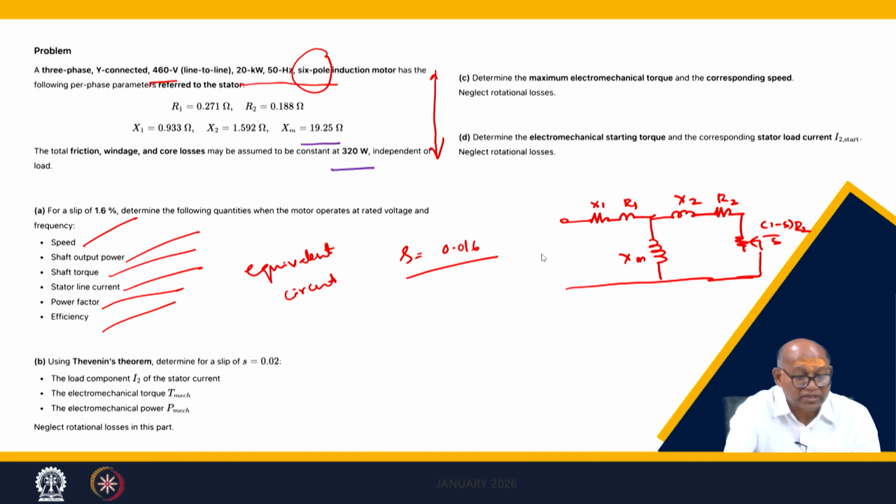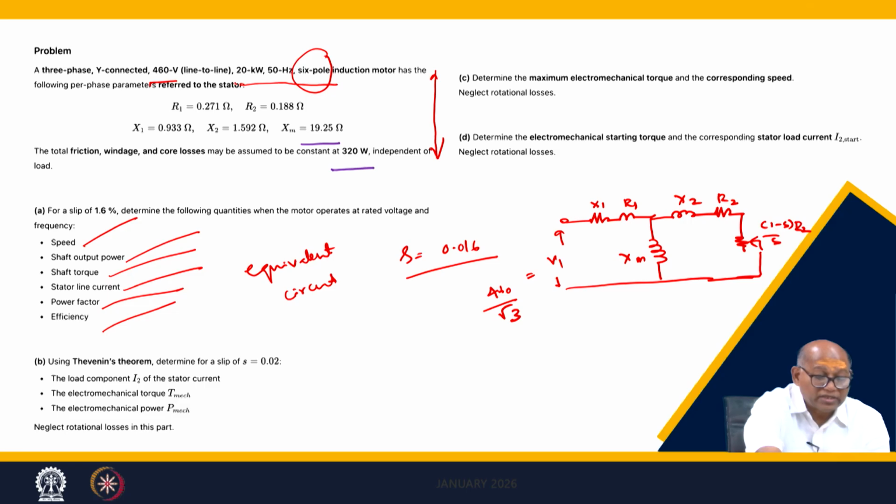The supply voltage per phase is given, V1 per phase is equal to 460 by root 3. So these values are all given, and the slip s is also given. 20 kilowatt is the nominal power, it is not the power specified. So you can first calculate the current, the slip is known.